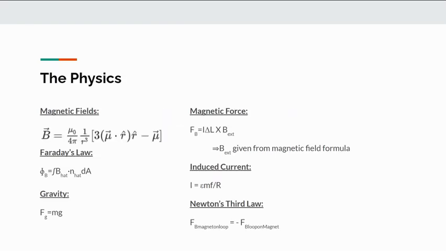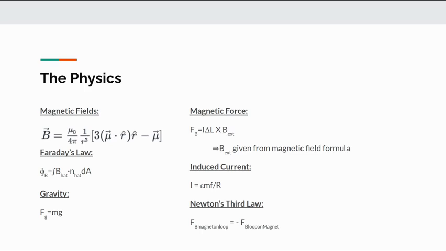The physics equations are here, with the magnetic field in the top left. That is of the bar magnet at any point in space. Faraday's law, where the magnetic flux is the integral of B. It shouldn't say B hat, but the vector B dot n hat dA.